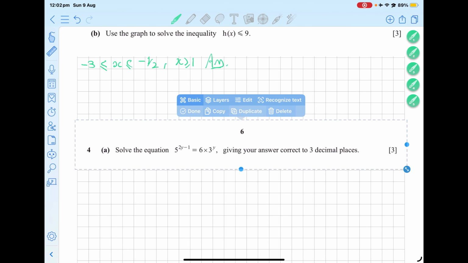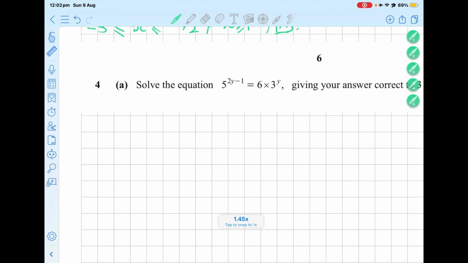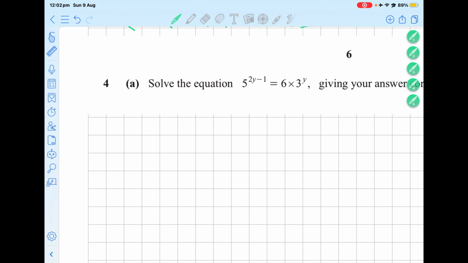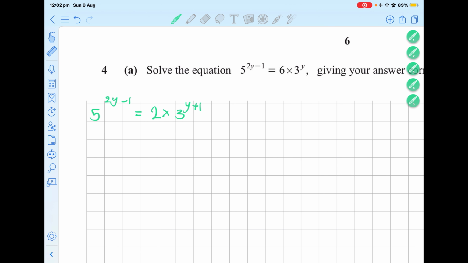This next question. So solve the equation. So 5 into 2y minus 1 is equal to 6 into this. So 5 into 2y minus 1 is the same thing as 2 into 3 raised by y plus 1. So we have to give our answer correct to 3 decimal places. So you might be thinking, how on earth should we be able to solve this kind of a question?